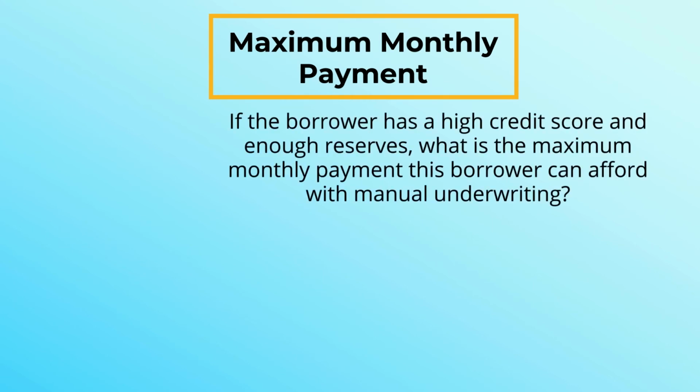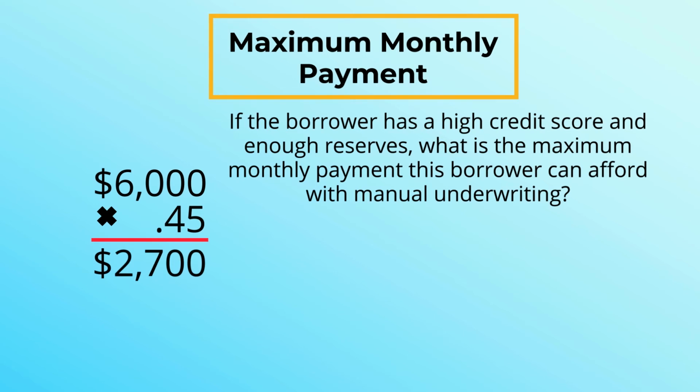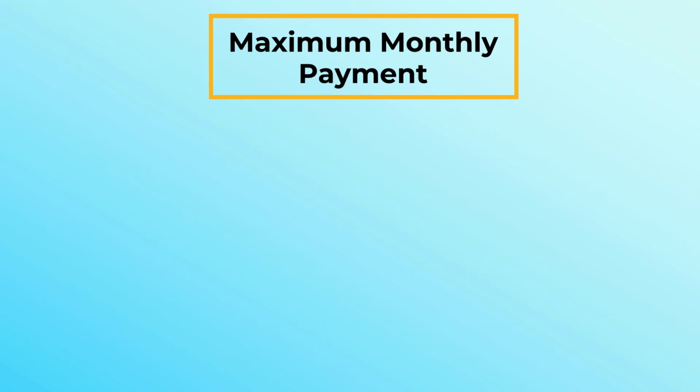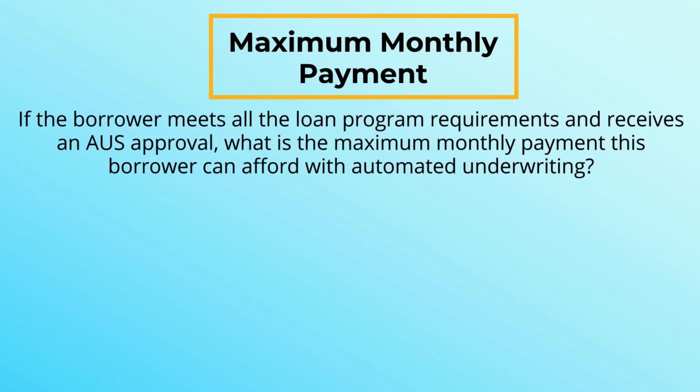If the borrower has a high credit score and enough reserves, what is the maximum monthly payment the borrower can afford with manual underwriting? $6,000 times 45% equals $2,700, minus the expenses of $300, minus $100, minus $55, equals $2,245 PITI.